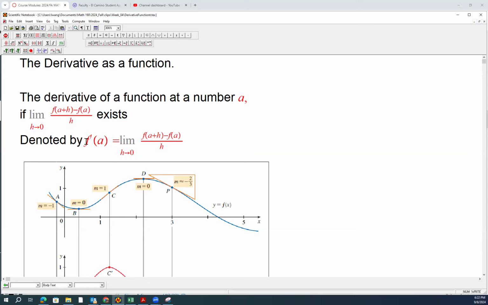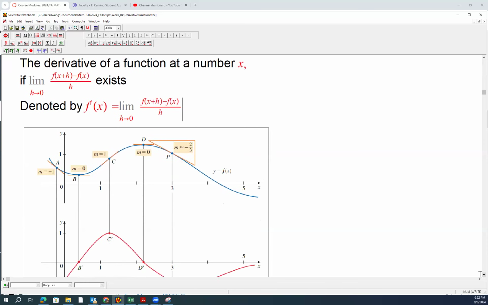Now imagine that we're interested in the derivative of a function at any point where the derivative exists. A will turn into an x. And if that limit exists, that will be the definition of the derivative at x. So anywhere the derivative exists, we can have a formula.